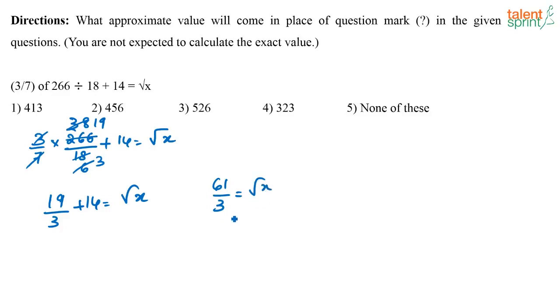Or what is the value of x? x is equal to 61 into 61 divided by 3 3s are 9. What is 61 into 61? That is 3721 by 9, approximately 413. So approximately it is 413 based on the options.